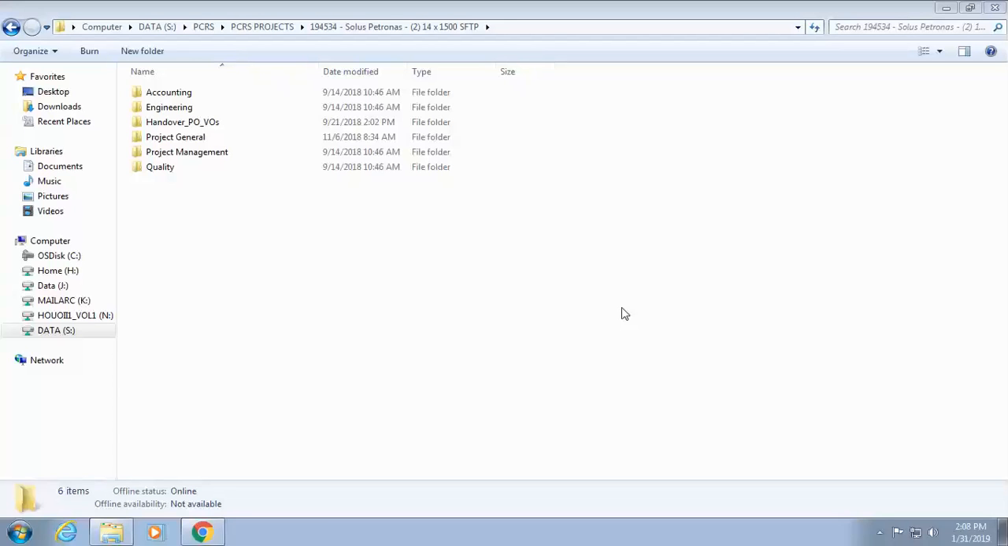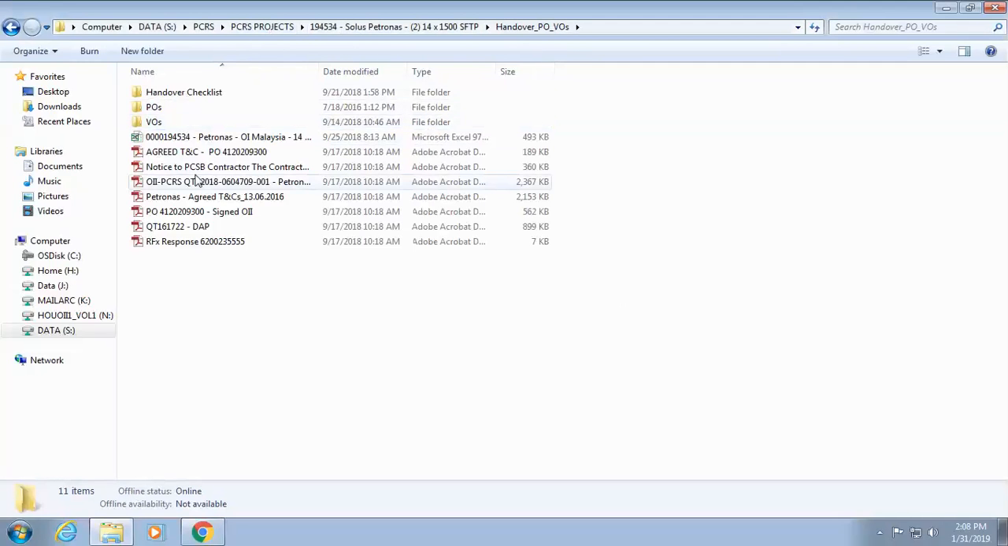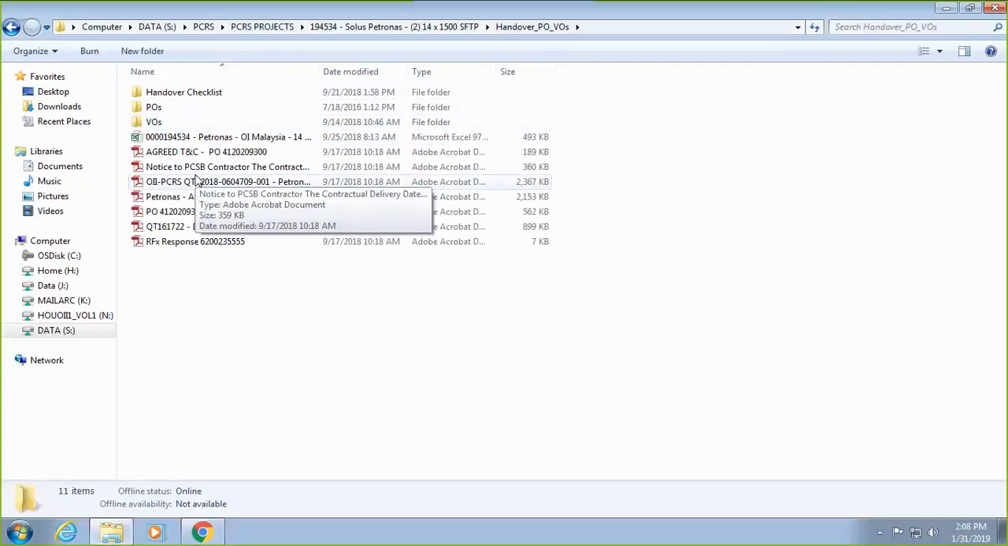That's one of the forms you guys have, which shows the budget. So I'm going to show you where that form resides in the folder. Every time a new project is set up, there is a project folder which is made. You all are aware there is a PCRS project directory and all the project folders lie in that, right? There is a standard template for how our folders are set up. You go to handover POVO, that's the folder, because that's the handover from sales to the project team, right?